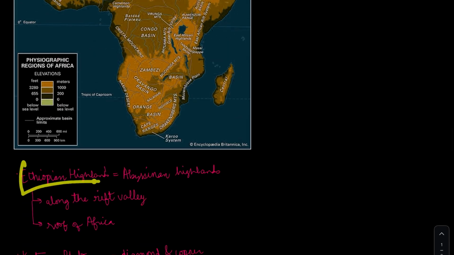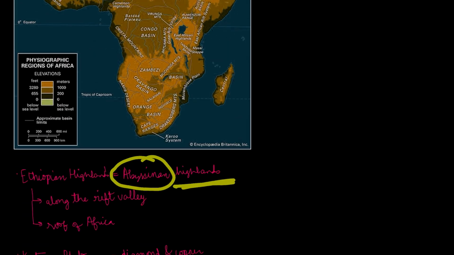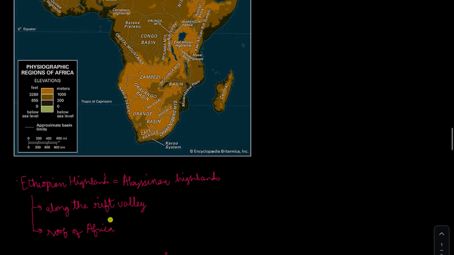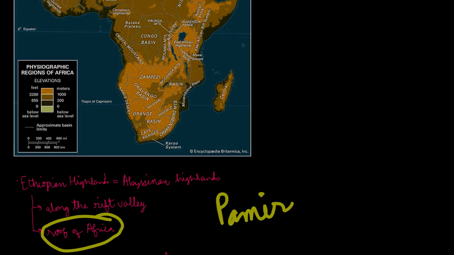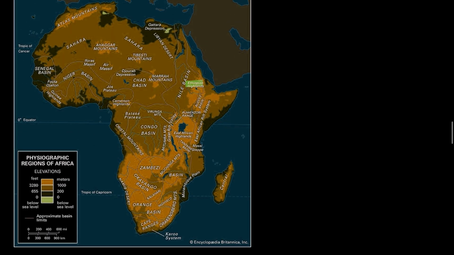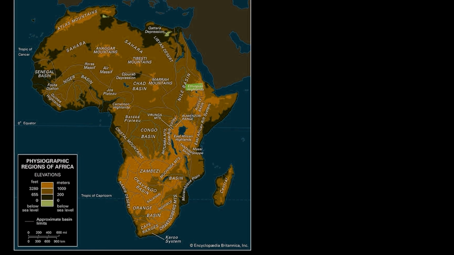The Ethiopian Highlands are also called the Abyssinian Highlands. These are along the Rift Valley, and are also called the roof of Africa. The Pamir Knot was called the roof of the world, and the Ethiopian Highlands are called the roof of Africa. And then we have the Caatinga Plateau, famous for diamond and copper reserves. Here I've not marked it clearly, but let's find it out. The Caatinga Plateau is near the Nile, somewhere over here, but I couldn't find it right now. Anyway, have a look at it in your atlases and let me know in the comments. Mostly over here.